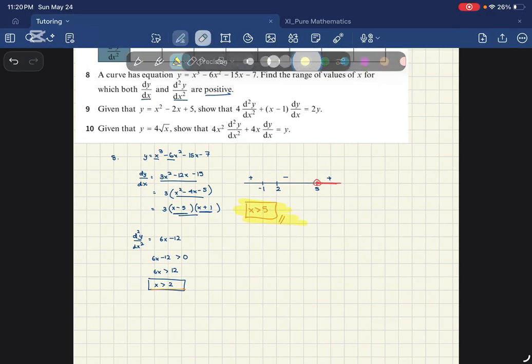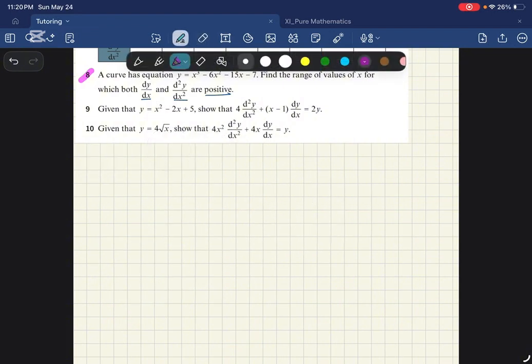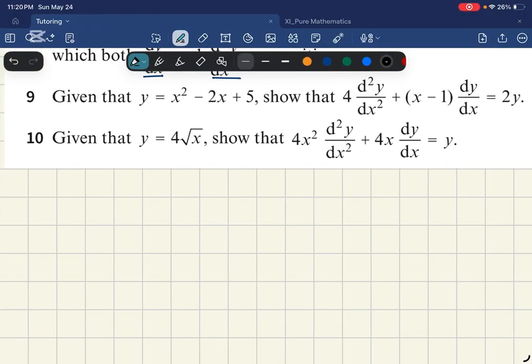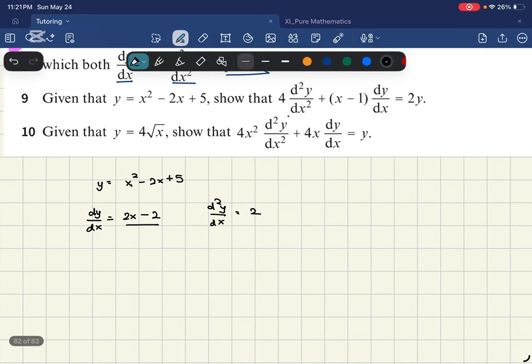So question 9 is your proof question, so we'll go over that. So we're done with 8. The condition is x bigger than 5. Alright, so the proof question is y is equal to x squared minus 2x plus 5. So let's just quickly find the first and second derivatives. So dy by dx is going to be 2x minus 2. d squared y by dx squared, you differentiate this, you are going to get 2. It says show that, so let's just take the left hand side.